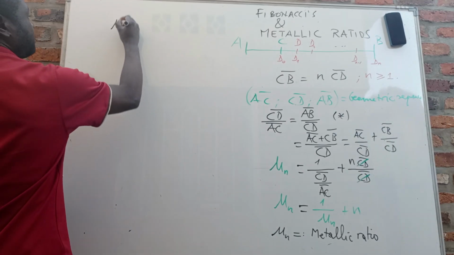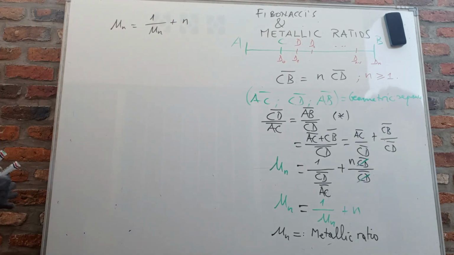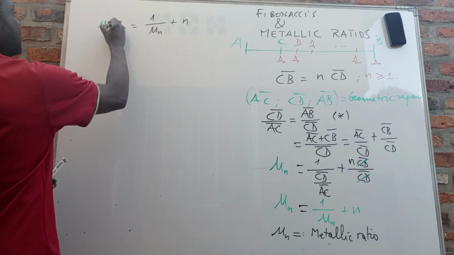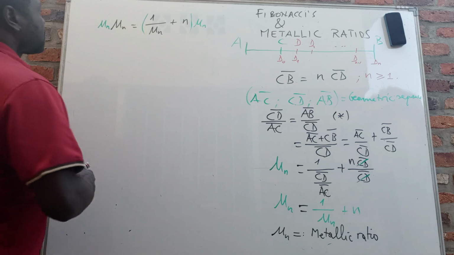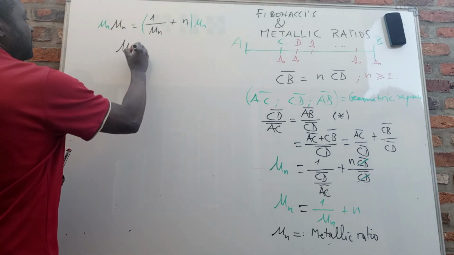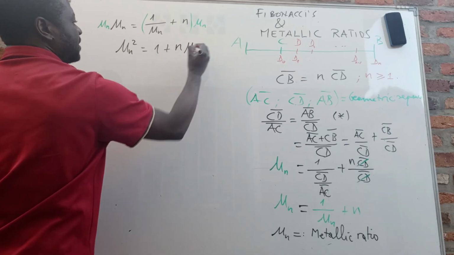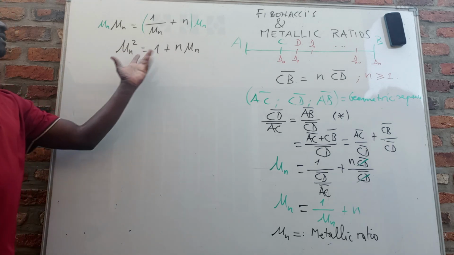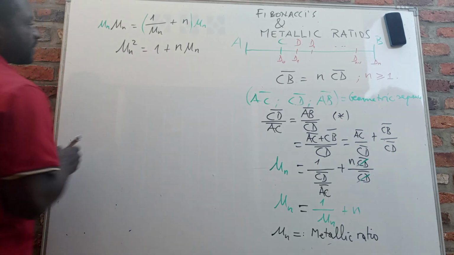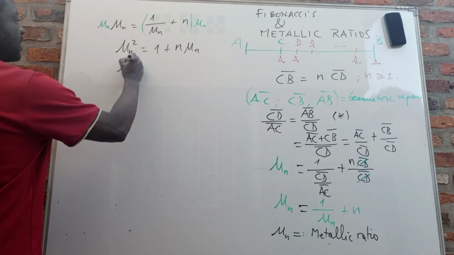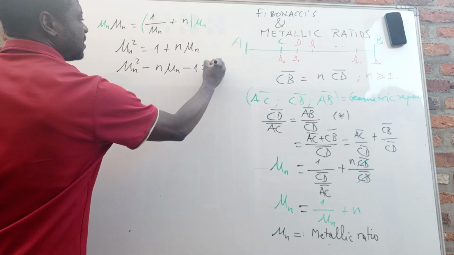You can multiply both sides of this equation by mu n. By doing so, we arrive at the equation mu n squared equal to 1 plus n times mu n. What you have here is a quadratic equation, which is actually a characteristic function, as we are going to see later on. In general form, it takes the form mu n squared minus n mu n minus 1 equal to 0.